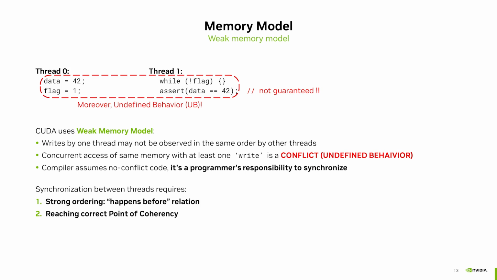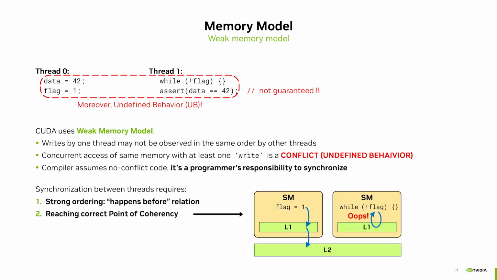As you can see, the second SM will never see the updated value of the flag. This picture is not exactly accurate because the compiler will likely optimize out the while loop. However, it explains the idea of reaching the correct point of coherency.